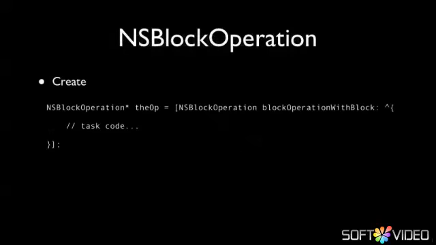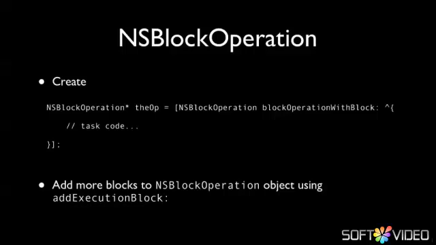We take a look at the NSBlockOperation. To create one, we'll simply define it as a new NSBlockOperation, in this case again called theOp, and associate it with a block. Inline block declaration, very straightforward. Now you'll typically add at least one block at initialization time like this, and you may add more blocks as needed later on. To add more blocks to the NSBlockOperation, you will simply use the addExecutionBlock method.